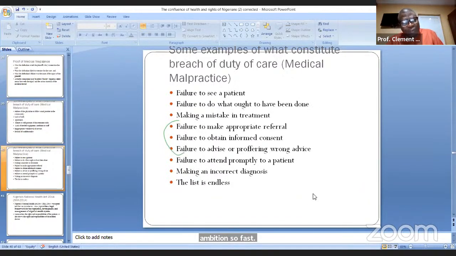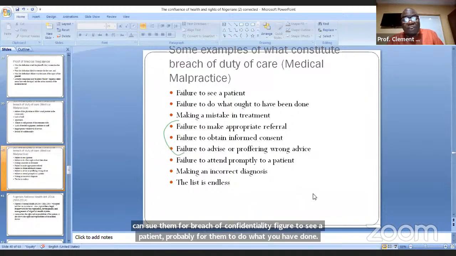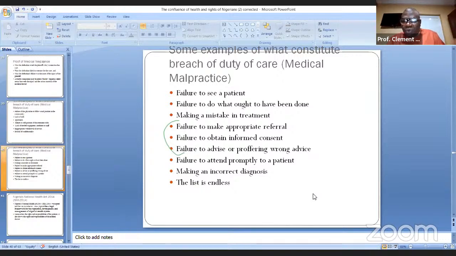Then we talk about breach of confidentiality, failure to see a patient promptly, failure to do what you should have done, making a mistake when you are treating your patient. For example, some doctors have been known to forget abdominal towels or gauze inside the abdomen, some instruments, scissors, needles. If you do that, that's medical negligence and you're liable.